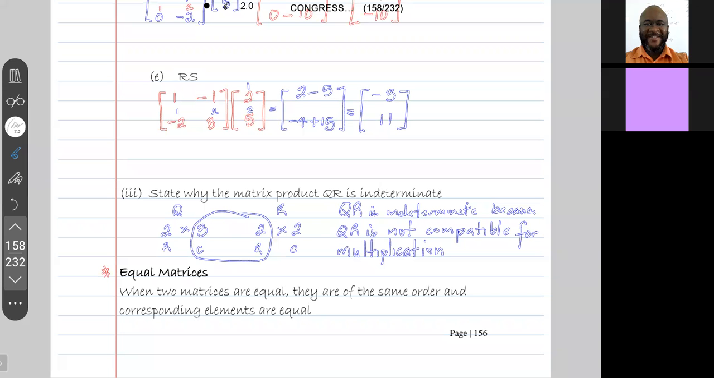All right, so the next thing we're going to start talking about is equal matrices. When two matrices are equal, they are of the same order and corresponding elements are equal. So if two matrices are declared to be equal, they must be of the same order and corresponding elements must be equal.